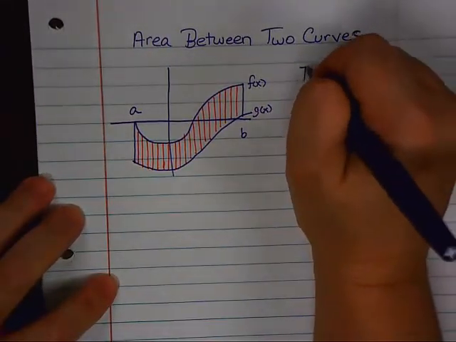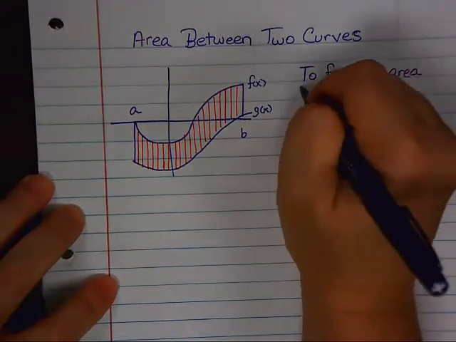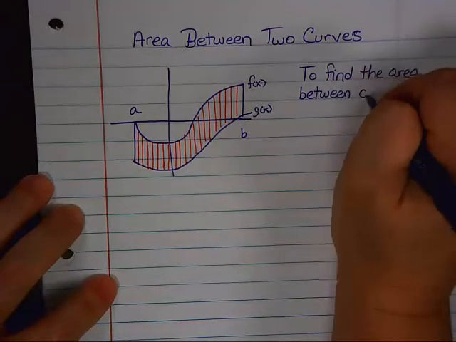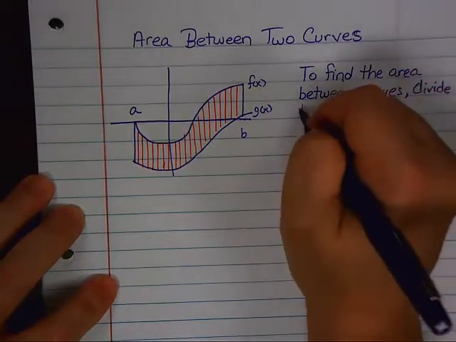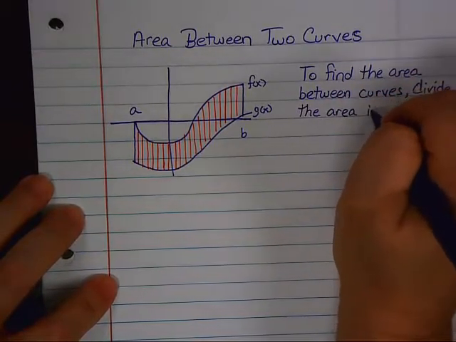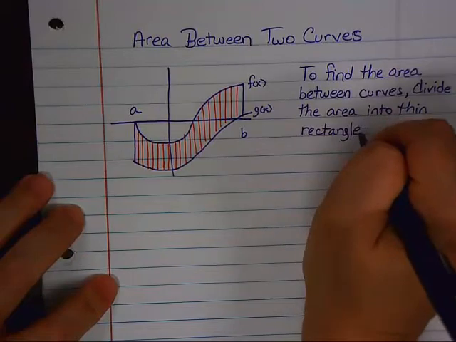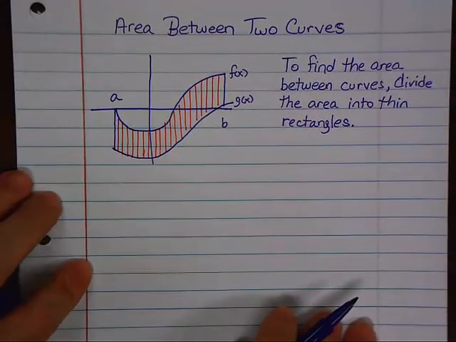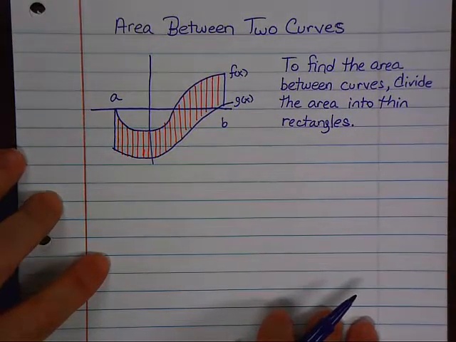After you do that, write this down. To find the area between curves, divide the area into thin rectangles. To find the area between curves, divide the area into thin rectangles. That's what we just did. But do you agree with the statement, the more rectangles you have, the better of an estimate of all the area it's going to be?